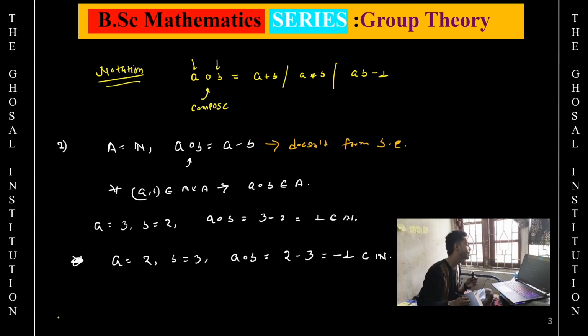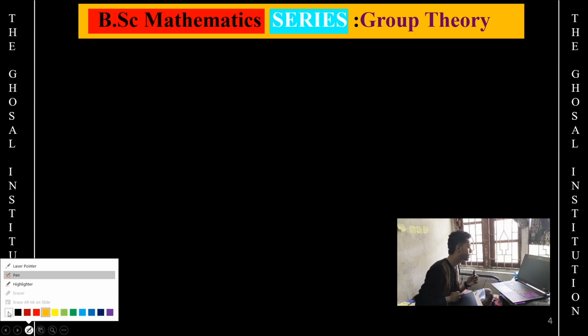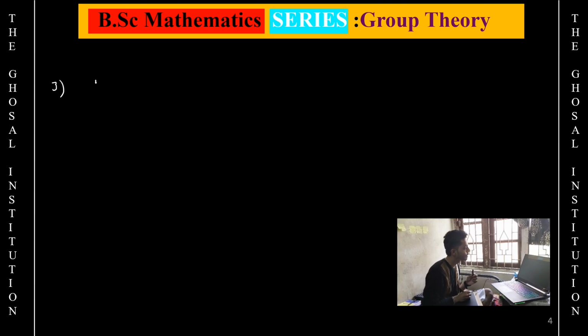So it is not a binary composition, because I am very lazy to write it out. But if you change the set, let's say to Z, the set of integers, and if you define the same operation as a minus b, now under this set, this operation forms a binary composition. Just check it.